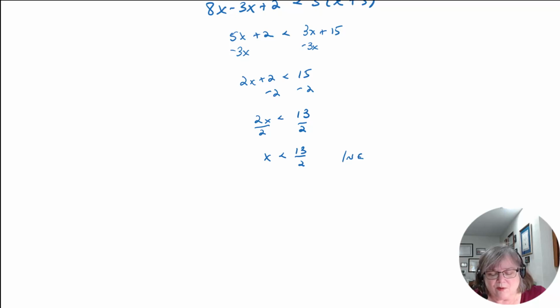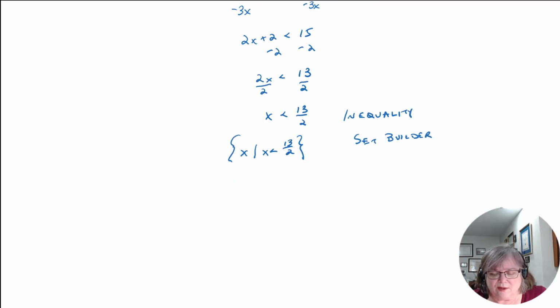This is inequality form. This is set builder, for the set of all x such that x is less than 13 halves. Okay, then we can do graphical. And we would have a little number line like this. And here's my 0. And 13 halves is over here somewhere. And this is less than only, it's not equal, so you would not color the little dot in. So you're going to use a curved one of these and go this way.